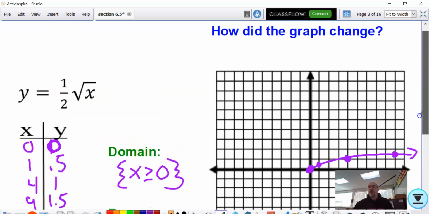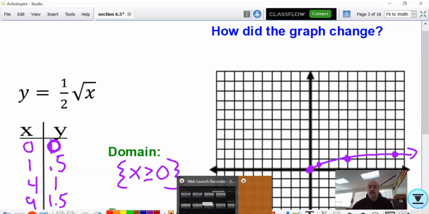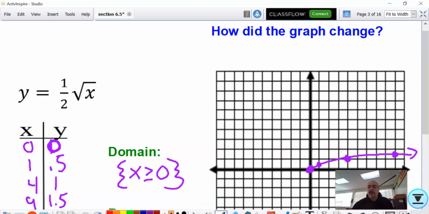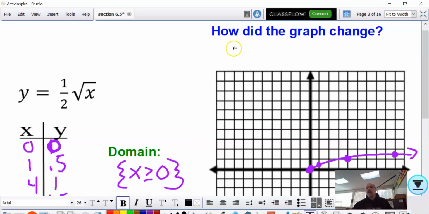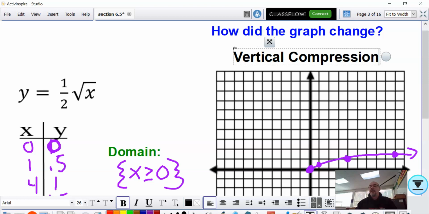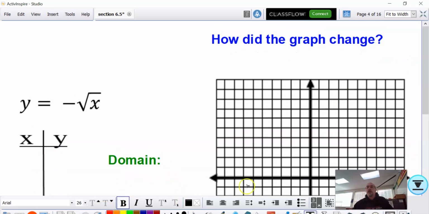Now, what did this one do? Okay, well, imagine taking any type of ball, basketball, football, soccer ball, any type of ball that does not quite have all of the air in it and stepping on it. Okay, that is a vertical compression. It's getting squished down, ladies and gentlemen, vertical compression. Okay, let's keep going here.